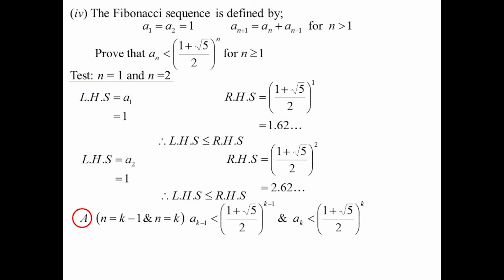So now we're going to make 2 assumptions. So one for k minus 1, one for k, which will allow me to use the recursive formula for term k plus 1. We want to show term k plus 1 is less than ((1 plus root 5) on 2) to the power of k plus 1. Okay, so there's the recursive formula. Sub in my 2 assumptions.